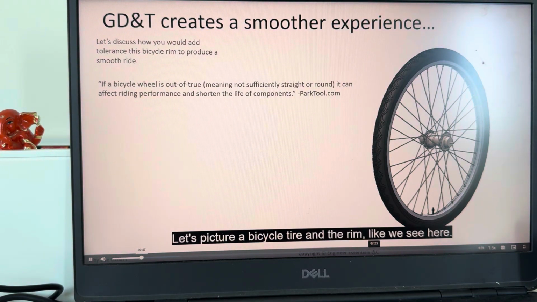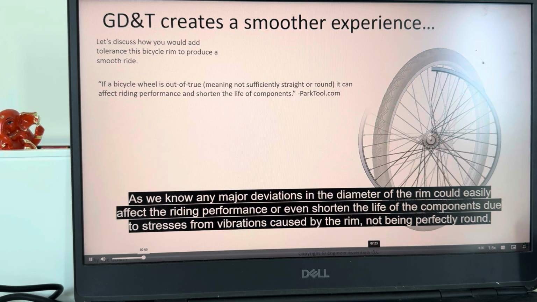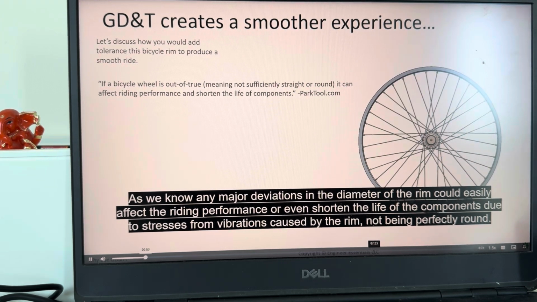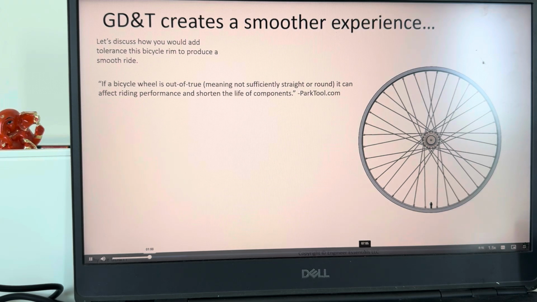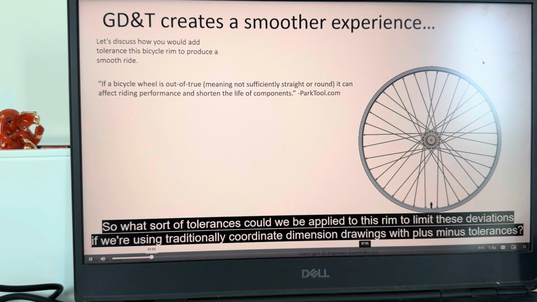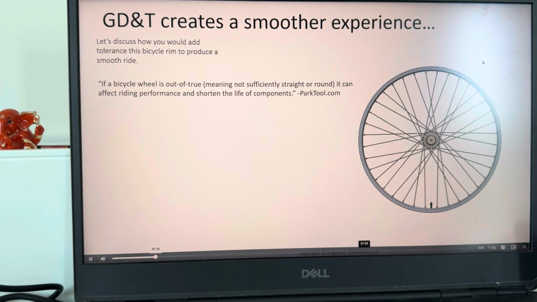Let's picture a bicycle tire and the rim like we see here. As we know, any major deviations in the diameter of the rim could easily affect the riding performance or even shorten the life of the components due to stresses from vibrations caused by the rim not being perfectly round. So what sort of tolerances could be applied to this rim to limit these deviations if we're using traditional coordinate dimension drawings with plus-minus tolerances?